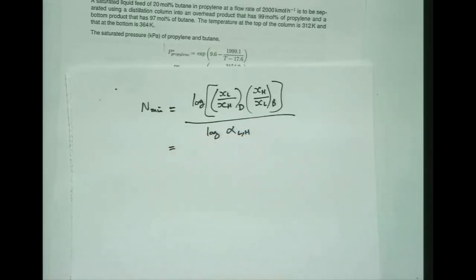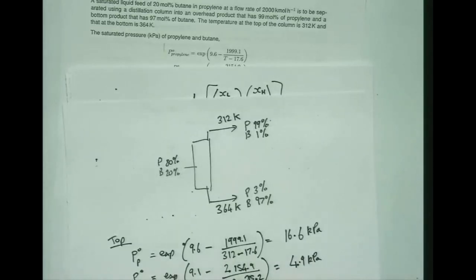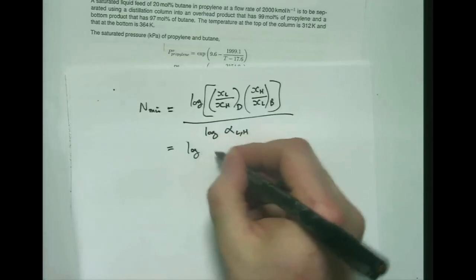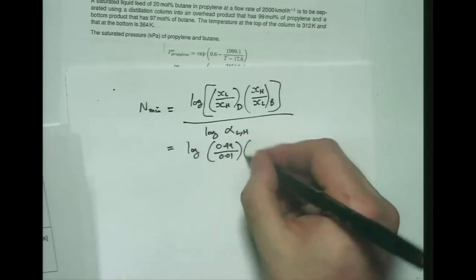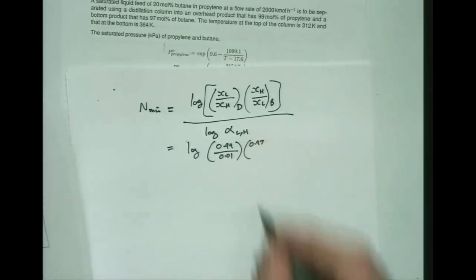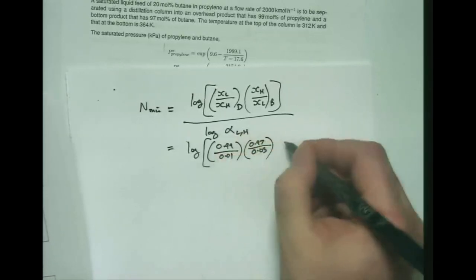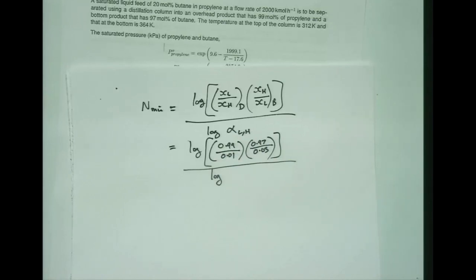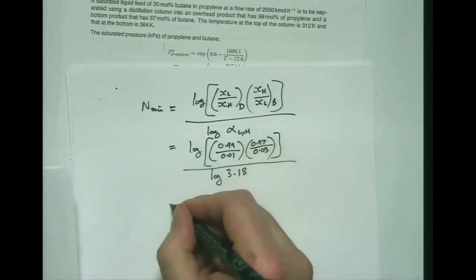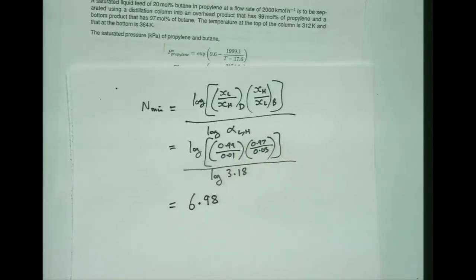Okay, so this is just a case of plugging in the information that we've already written down for our system. So we know that the light in the distillate is 0.99, the heavy is 0.01, the heavy in the bottom is 0.97, so the light must be 0.03. And we still use our same relative volatility between propylene and butane, which we calculated in part A, which is 3.18. That gives us a value of 6.98. But remember, you can't have part of a stage. So you have to round up to the nearest number of stages. So we would expect 7.